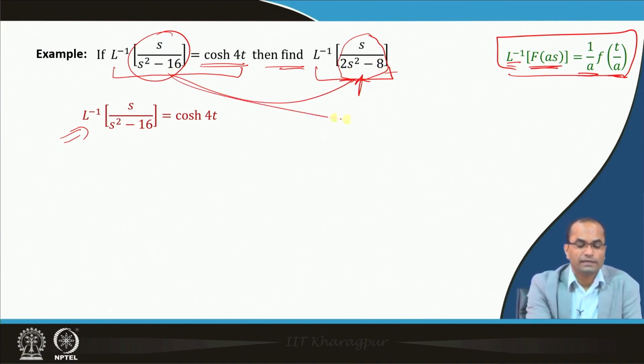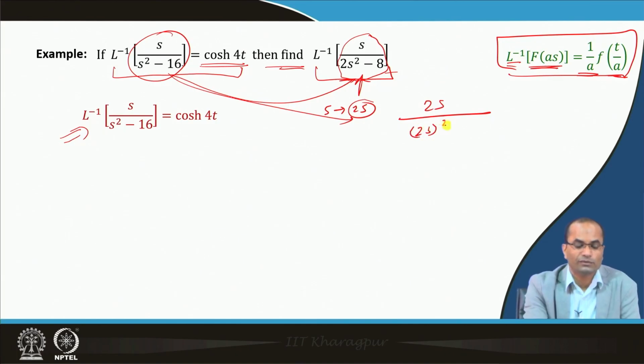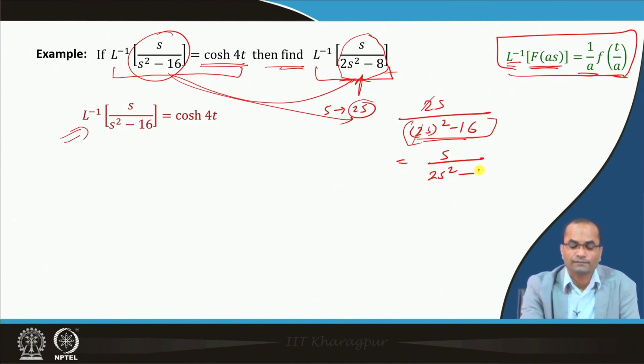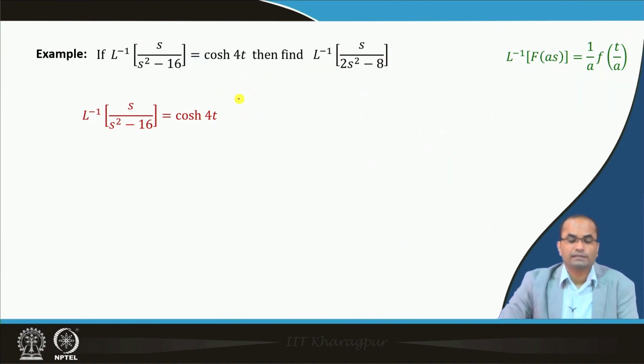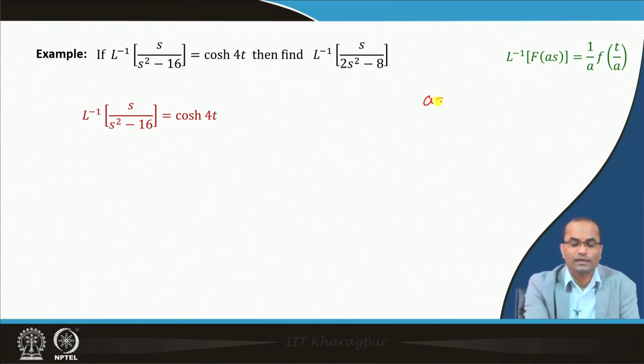So, it is clear here that if s is replaced by 2s, then what will happen? We have 2s there and we have 2 s square minus 16, which is s over, if we take 2 common from there, 2 s square minus 8. That 2 gets cancelled with the 2 we take common. So, this is exactly the scaling done here: s is replaced by 2s, that means our a is 2 now. So, a is 2 here.